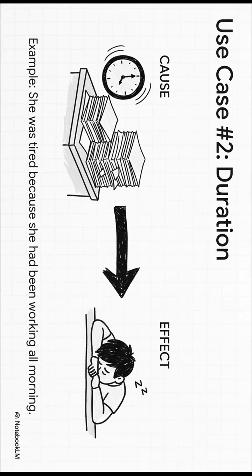The second key use is all about showing cause and effect. It's the perfect way to answer the question, why? Why was she tired? Well, the answer is all about how long that previous action was going on, because she had been working all morning.